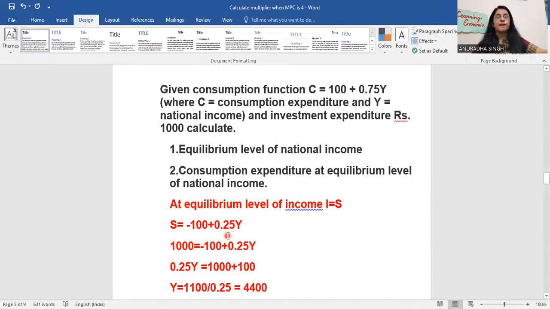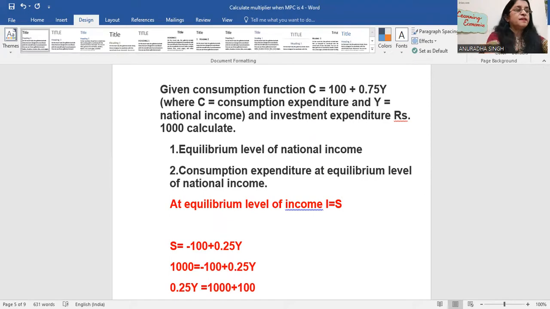This is MPS. In the saving function, we take MPS, we do not take MPC. So MPS will be 1 minus 0.75, which is 0.25 Y. The consumption function is A plus BY, but the saving function is different. The saving function is minus A plus 1 minus B, Y. I think I should write it so that you can compare and see also.